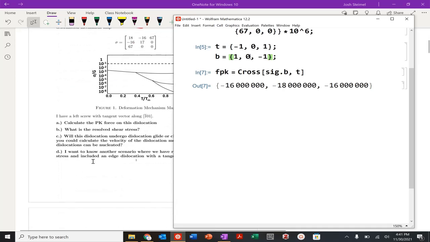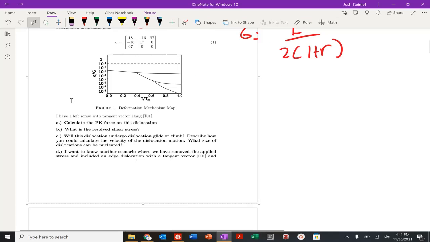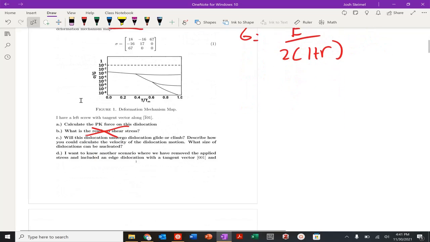Now, what is the resolved shear stress here? Well, resolved shear stress is a little bit tricky. Why? Because I need to find my alpha ij, my Schmid resolution tensor, but if I do my definition, t cross b, I get 0. Because there is no glide plane, we can't use that definition for the screw dislocation. So we unfortunately cannot figure out the resolved shear stress in this particular problem.